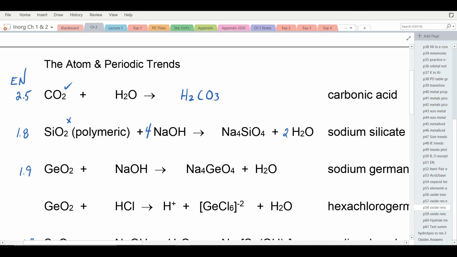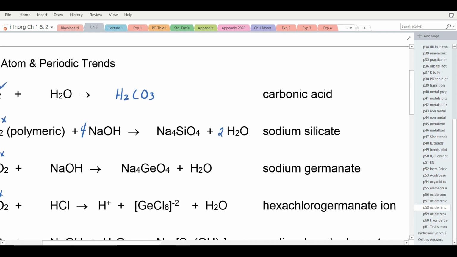Germanium is next. Germanium is similar in electronegativity to silicon, 1.9. It's less than 2. It's right on the staircase. It's amphoteric. You are not responsible to remember these reactions, but we should be able to balance them. So germanium oxide reacting with sodium hydroxide forms sodium germanate. Don't worry about the name. It's kind of an odd duck.